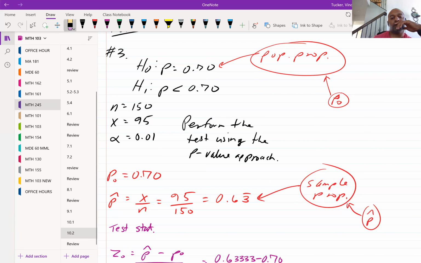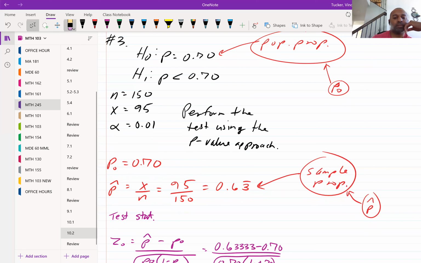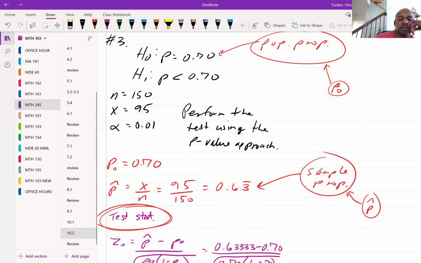All right. Everybody okay? So now we need to come up here and calculate the test statistic. That's going to allow us to go to the z-score chart and establish our p-value and all the good stuff like that.